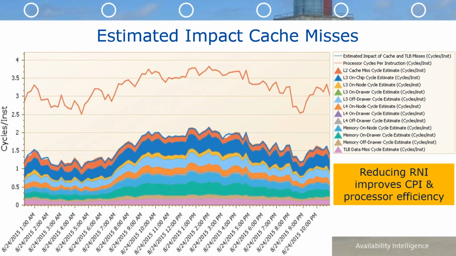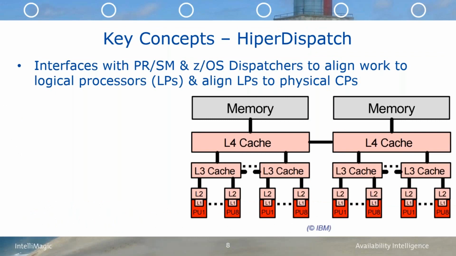So how can we go about reducing RNI? Well, a key concept to understand if we want to do that is hyperdispatch. Hyperdispatch has been around for a long time, but it plays an even more vital role in the z13 and z14 processors where cache performance has such a big impact.